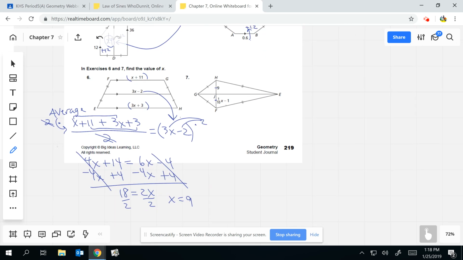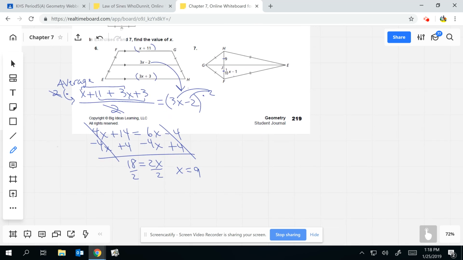So there's 6. And then 7, these are the two equal pieces. Those are the bisected ones. So it's 9 equals 1/10 x minus 1. I would add 1 to both sides to get rid of that 1. So I get 10 equals 1/10 x. And if you want to get rid of a 10 on the bottom, you just multiply both sides by 10. And you're going to get x equals 100.